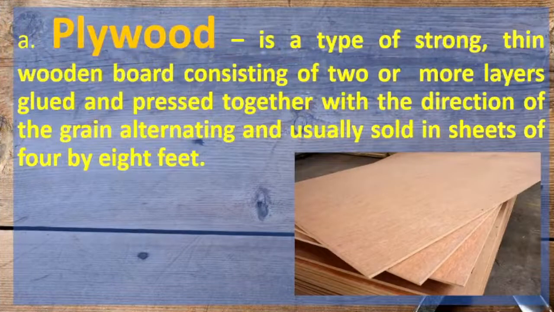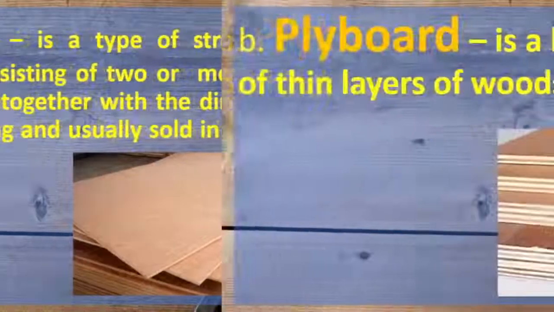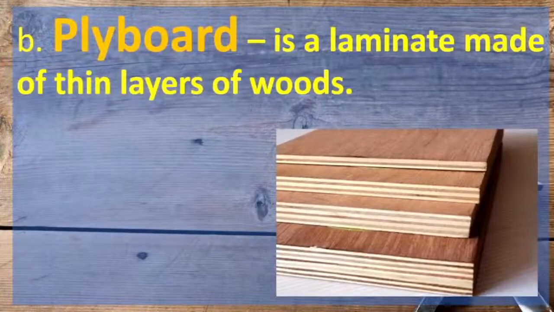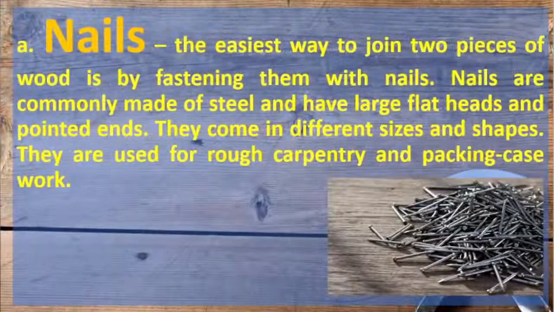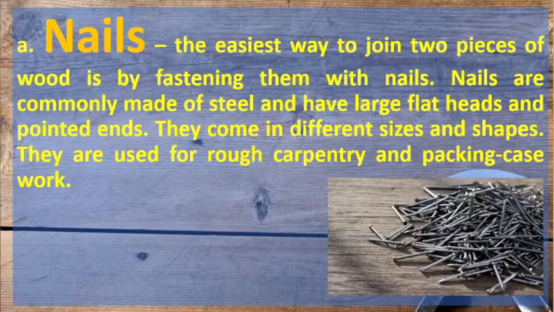Examples: plywood is a type of strong, thin wooden board consisting of 2 or more layers glued and pressed together with the direction of the grain alternating and usually sold in sheets of 4 by 8 feet. Plyboard is a laminate made of thin layers of wood. Hardware accessories. Nails. The easiest way to join two pieces of wood is by fastening them with nails.